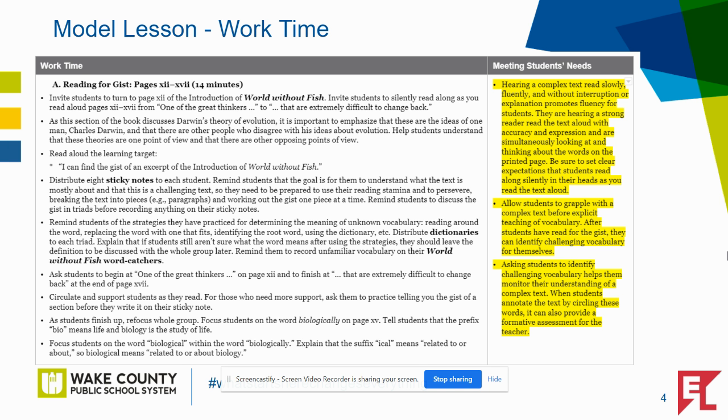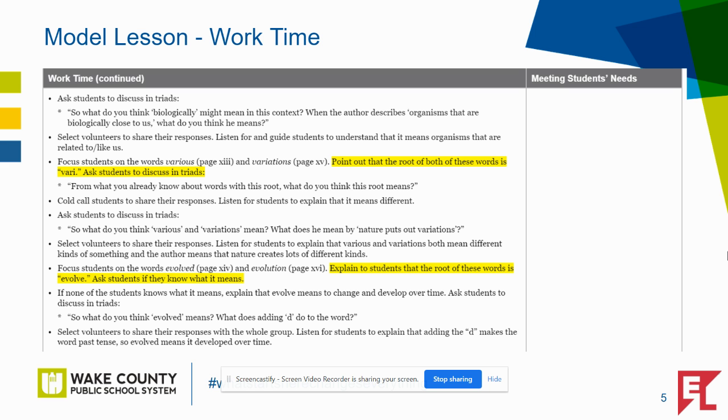After students have read for gist, they can identify challenging vocabulary for themselves. Asking students to identify challenging vocabulary helps them monitor their understanding of a complex text. When students annotate the text by circling these words, it can also provide a formative assessment for the teacher. When students are finished with their gist statements, they return to a whole class discussion on some difficult vocabulary. Many of these words have common roots that will help students in defining them. Consider providing a list of common prefixes, roots, and suffixes to students to refer to when analyzing vocabulary.